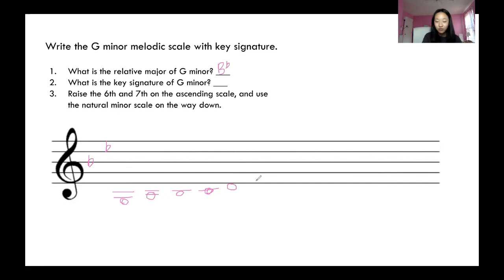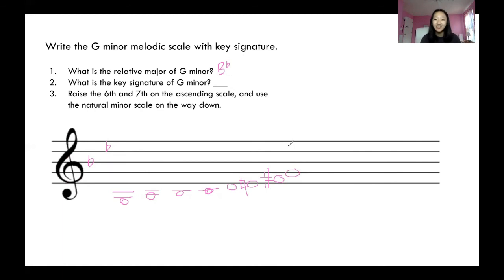So normally this note would be an E flat, right? Because that's what's written in the key signature. But because this is the sixth note of our scale, we have to raise it by a half step. So it would become E natural. And then the seventh note is supposed to be F natural, but we have to raise the seventh too. Remember this rule? So this would become an F sharp. So we've finished our ascension.